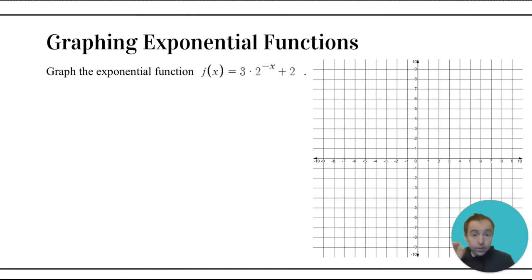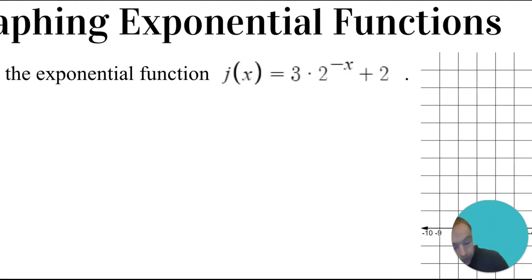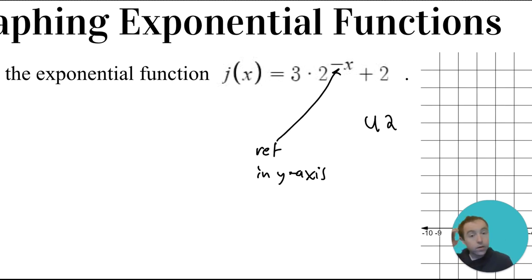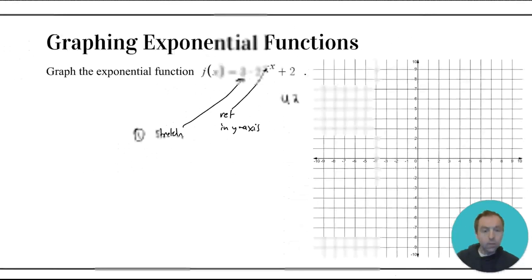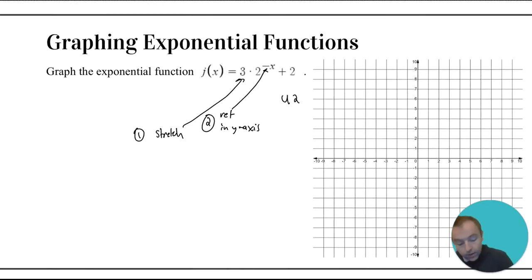Okay. And then for this next one, I would definitely take care of the translations last. So we do need to go up 2, but we'll save that for later. It does need to reflect in the y-axis, so go sideways. So we'll try to take care of that almost right away. And then we also do need to stretch the graph by 3. So maybe what I'll do is this part first, the stretching. Then we'll do the reflecting second, and then we'll save all the up-down movement for last.